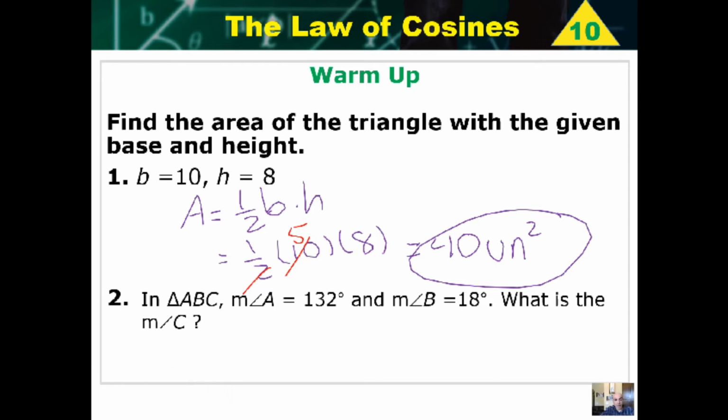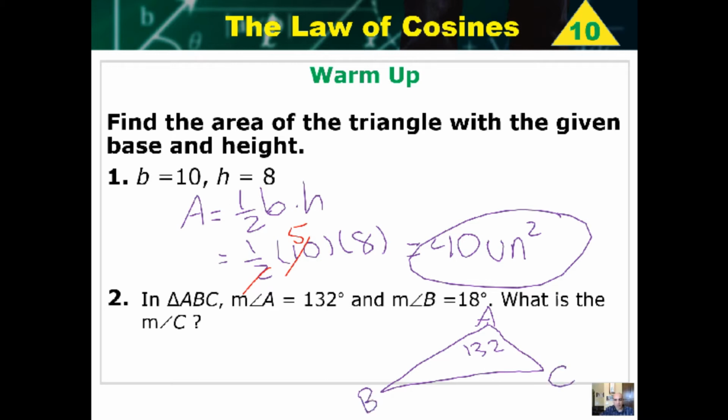Number 2, in triangle ABC, measure of angle A is 132, measure of angle B is 18. What is the measure of angle C? So this is not drawn to scale, I'm just thinking it out loud. So probably this is the 132, since it's the longest side facing the largest angle. And if this is A, let's see, perhaps this is B.